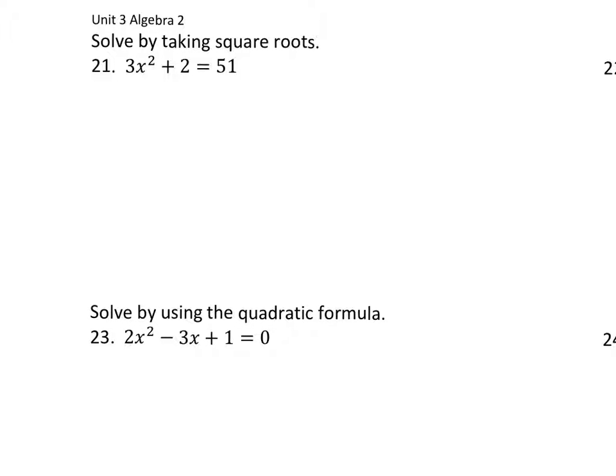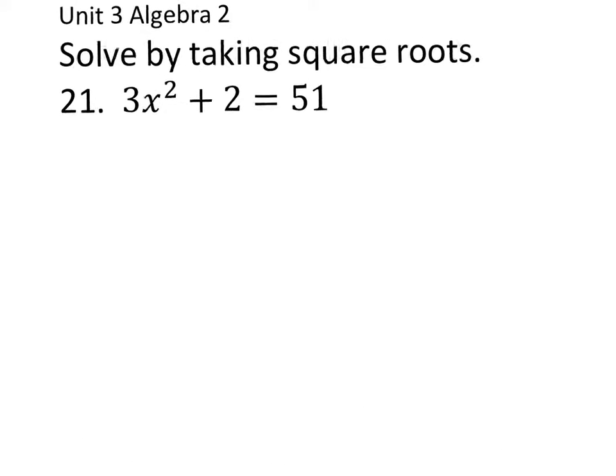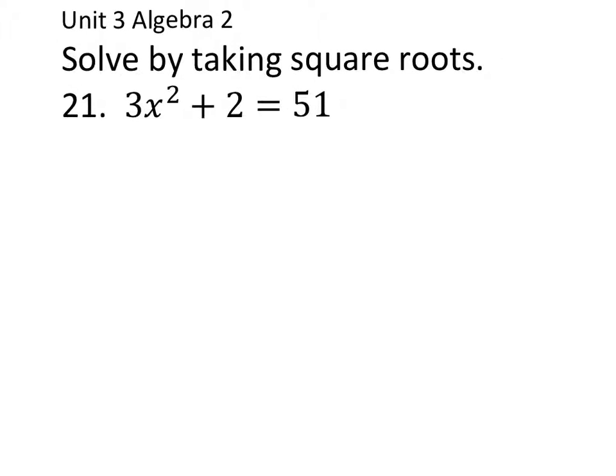All right, so 21 through 24, kind of the home stretch, and let's just dive right in. So 21, I'm looking at 3x squared plus 2 equals 51, and they said solve by taking the square roots, which essentially means I'm going to get x alone, move everything over, and get rid of the square by square rooting. So let's start with that.